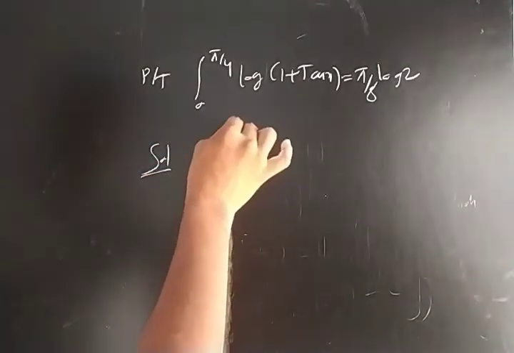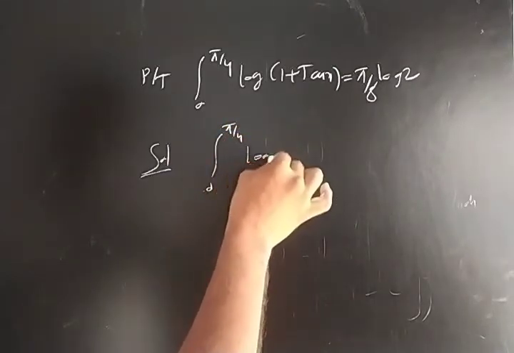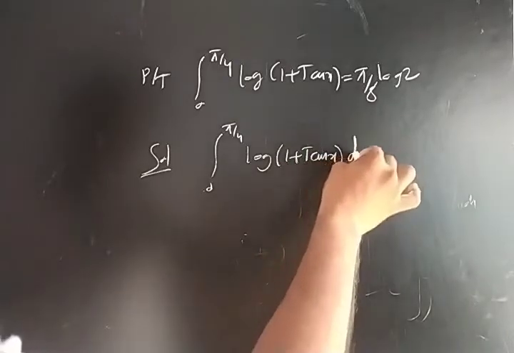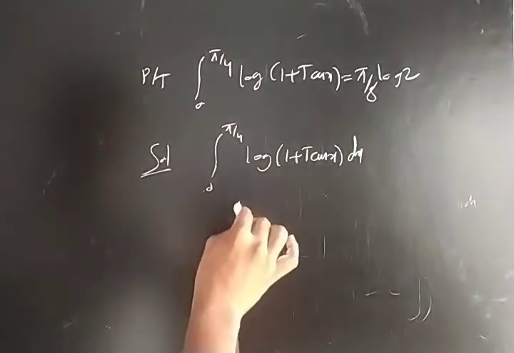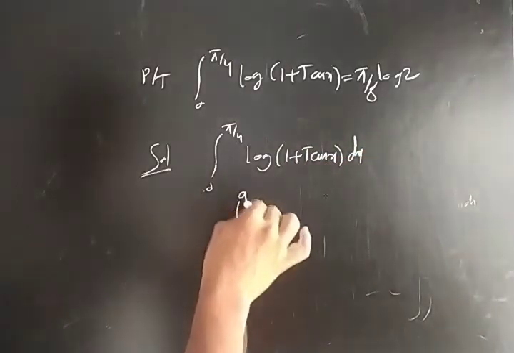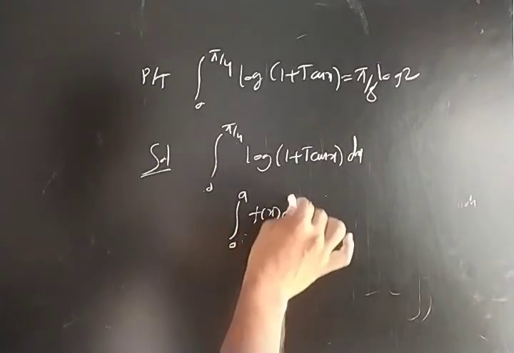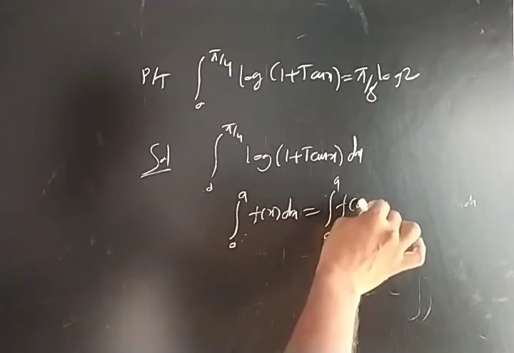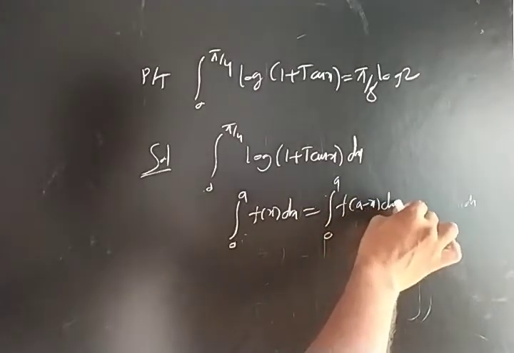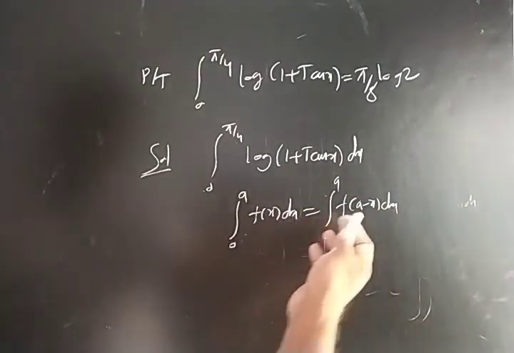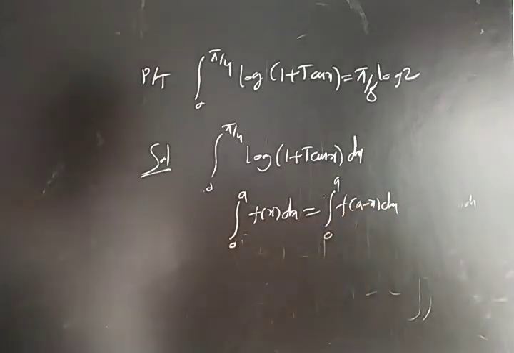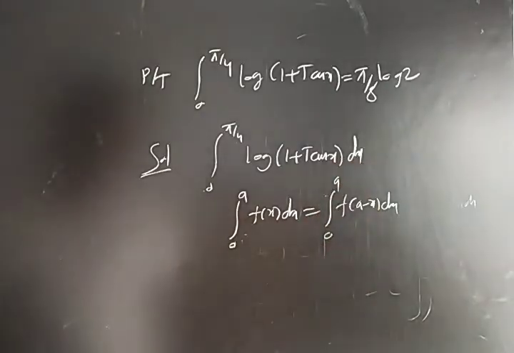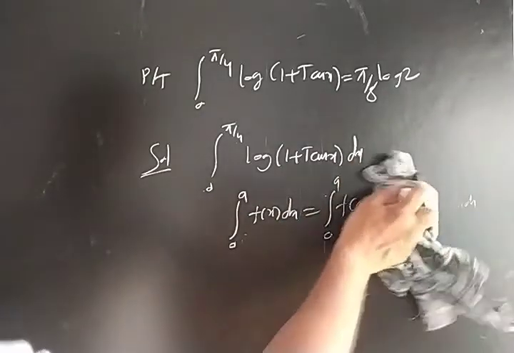We have the integral from 0 to pi by 4 of log of 1 plus tan x dx. So I am using this property: the integral from 0 to a of f of x dx, we can write this as the integral from 0 to a of f of a minus x dx also. You can write f of x dx as f of a minus x dx if the lower limit is 0 and the upper limit is any constant. So I am using this property here.